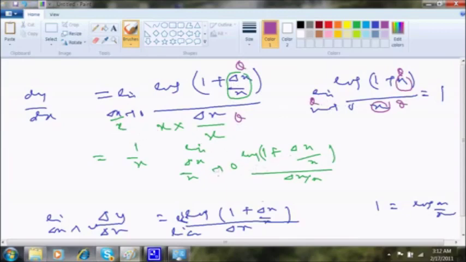Otherwise, if your mark is crossing 90%, 0.5 will be deducted.